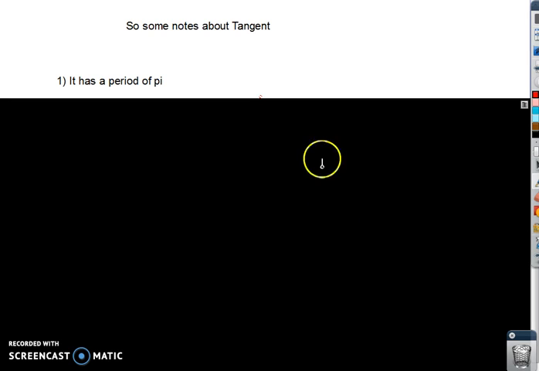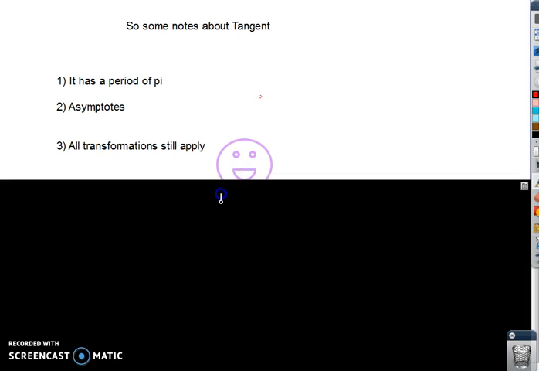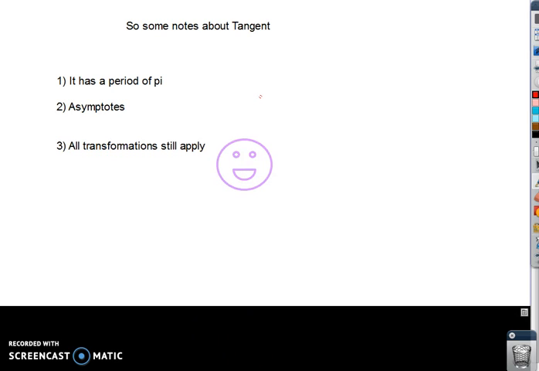So things happening in the first quadrant get me the same reaction as in the third quadrant, because a negative divided by a negative makes a positive. Another thing, it has asymptotes, as you clearly found out already. They are the MC Hammer of math. You cannot touch them. And all our transformations still apply.